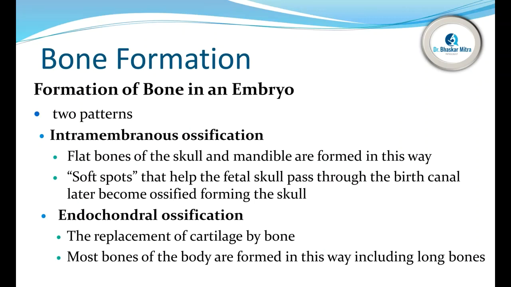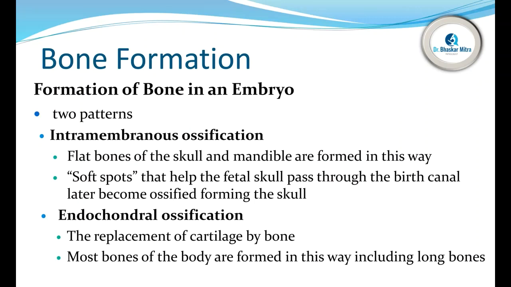Now coming after the cells, matrix and the general configuration of the bone, I am discussing more about bone formation. There are two ways the bone can be formed in an embryo: one is intramembranous ossification, another is endochondral ossification. The name intramembranous suggests a membrane, so it suggests a flat thing. So intramembranous ossification is mainly for the flat bones of the skull, mandible, etc. There are soft spots in the skull which help in the remodeling of the child's skull during birth.